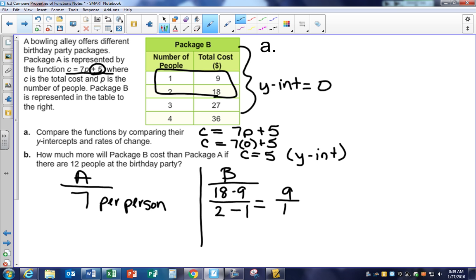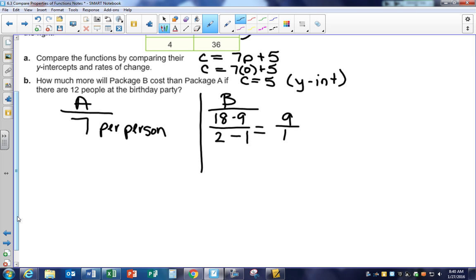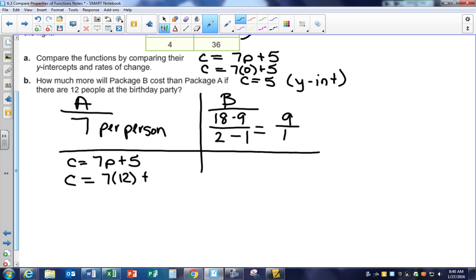So we get our rate of change of 9 over 1. Now it's not so simple just to compare their rate of change in this one because their y-intercepts are different. That means there's a cost to package A in addition to the $7 per person. So now we have to put in our 12 people in both scenarios to see what we find. So with our equation, we have C equals 7p plus 5. We substitute in 12 for p, and we find what our cost would be for 12 people. So you just do 7 times 12 and then add 5 to that, and you get 89.